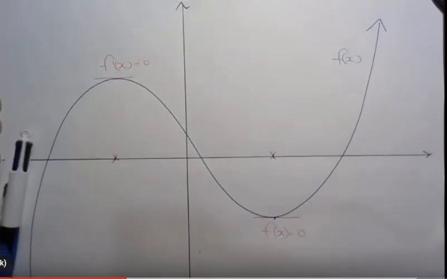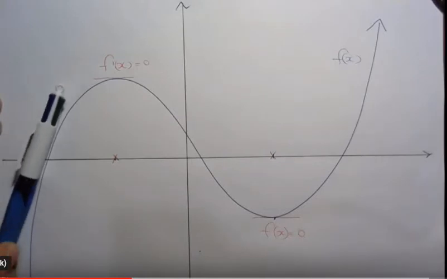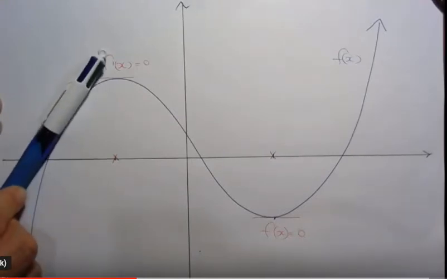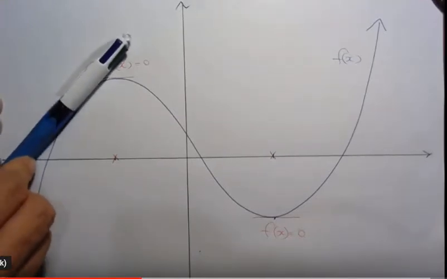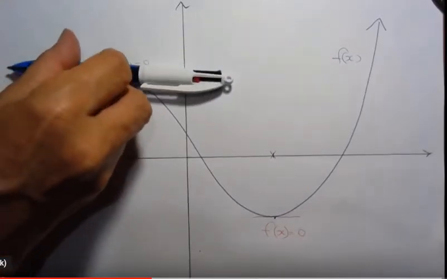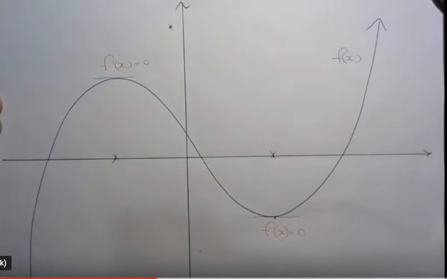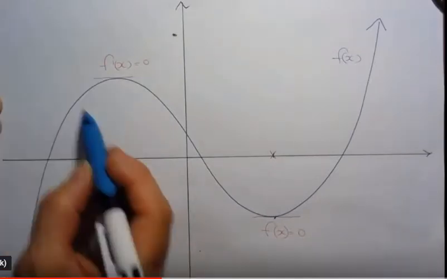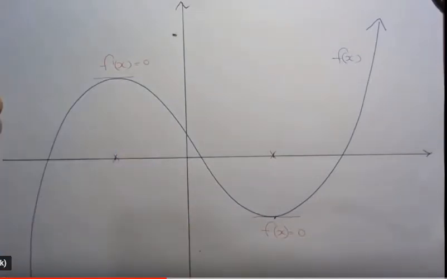Let's have a look at what happens before my 0 values. Can you see at this point I have a slope that's positive, and it's slowly becoming less positive until it becomes 0. So my derivative function is going to be in the positive realm. Okay? It's not going to be negative.